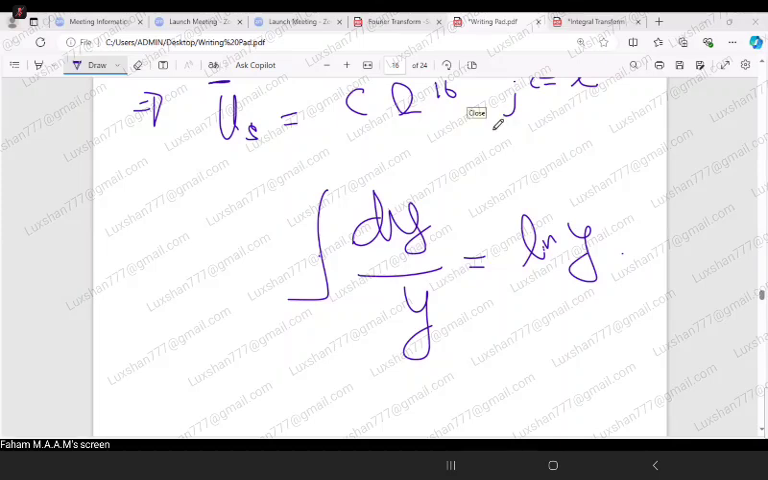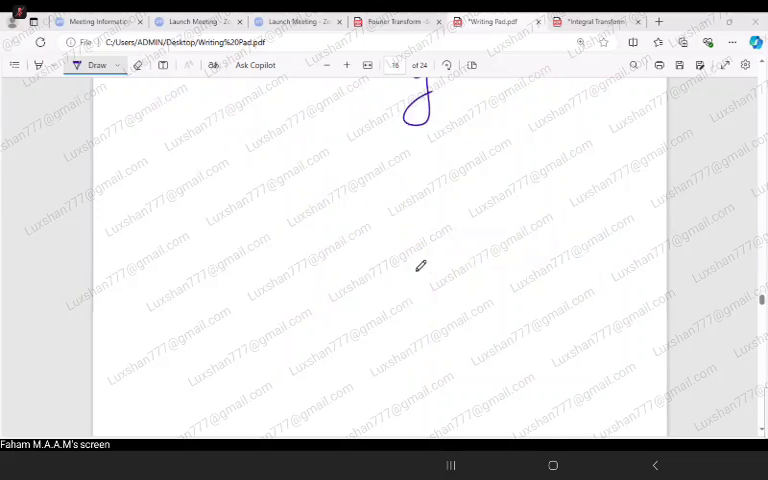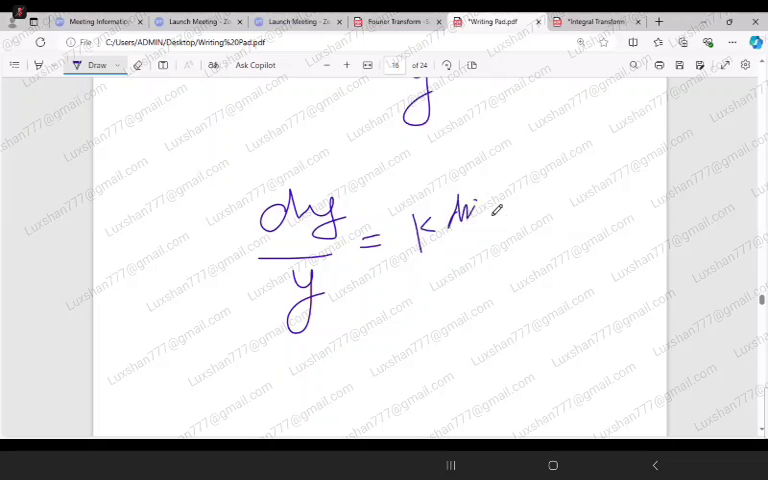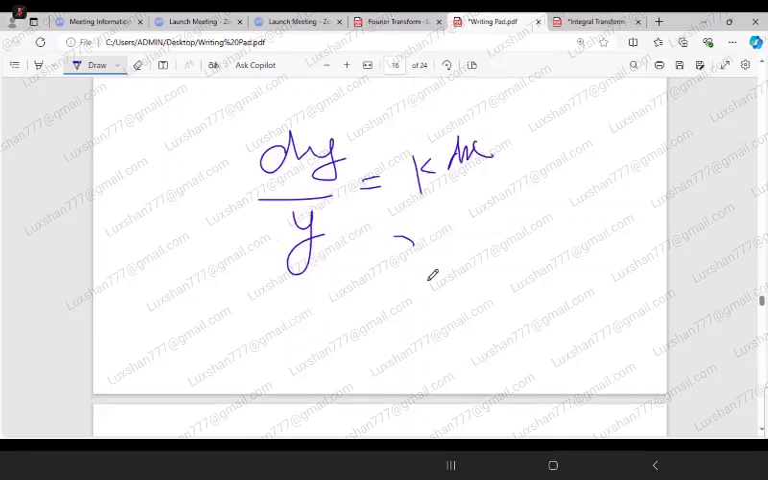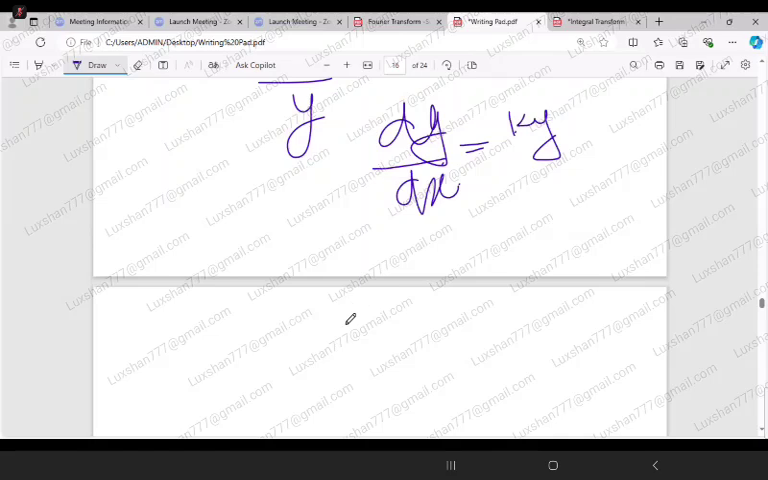Have you all understood how to solve a simple differential equation of this form? dy over y equal to a constant k into dx. What is the solution of this differential equation? dy over dx is equal to ky. The solution is y is equal to c into e to the power kx. That is the solution of this differential equation. Do you understand?